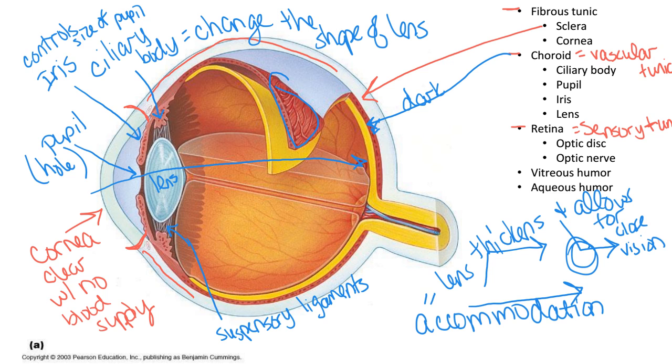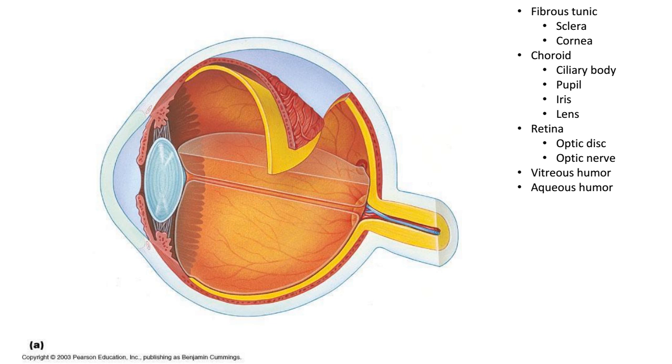Okay, and so the last thing that we need to talk about here is the sensory tunic or the retina. So basically how we actually get an image and how we process the image and the fluids that are part of our eye. So I'm going to clear a lot of this out so that it's not so messy for you. Okay, so now that that's cleared off, let's start again fresh with this retina.